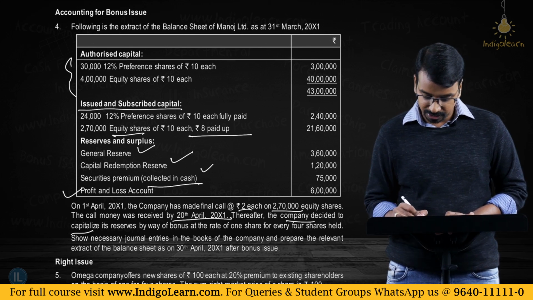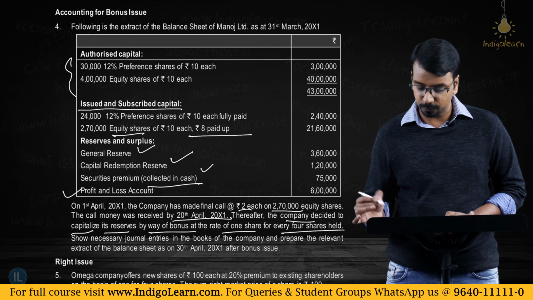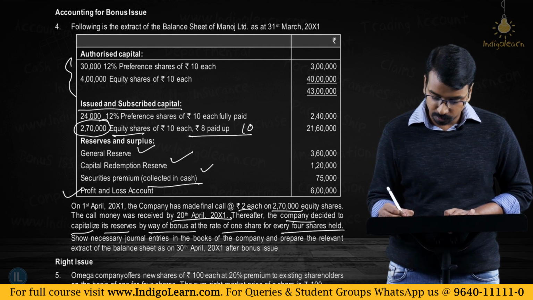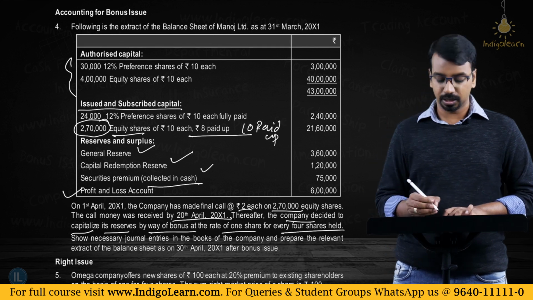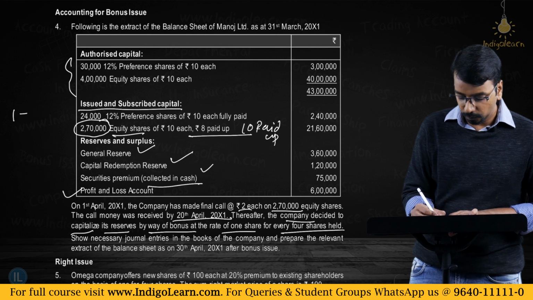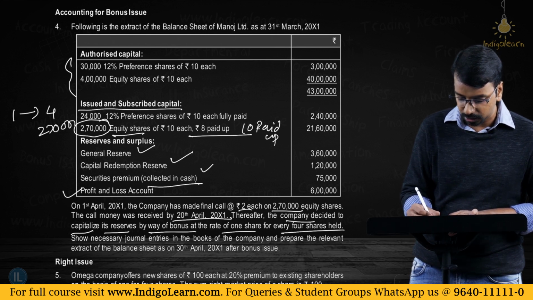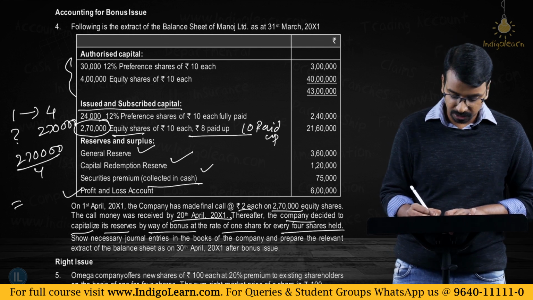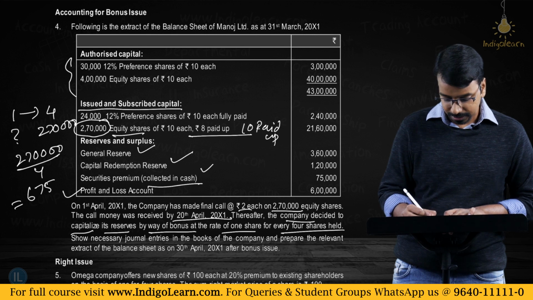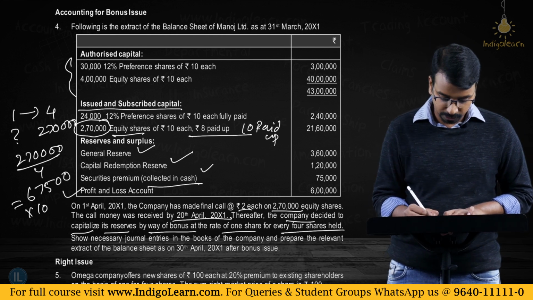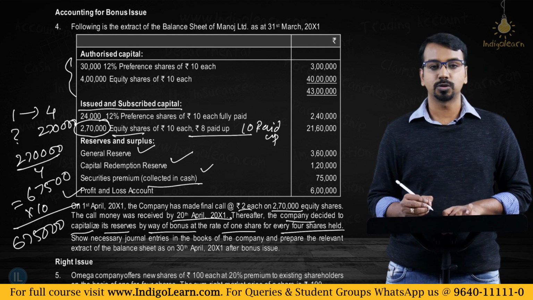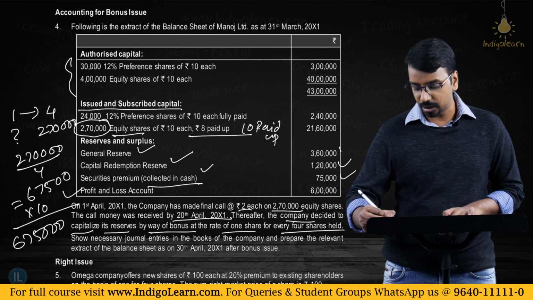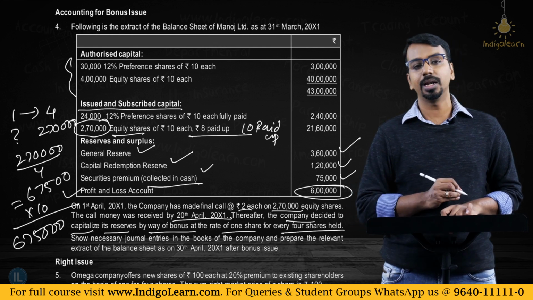Then the company decided to capitalize its reserve by way of bonus at the rate of 1 share for every 4 shares held. How many number of shares are held? 2,70,000. This 8 becomes now 10 paid up after the final call. So what is the ratio? 1 for every 4 held. So for 2,70,000, how many will be the shares? You can simply do 2,70,000 divided by 4, which makes it 67,500 into 10, you get 6,75,000. Now how do you use that? First you will consume securities premium, then you will consume capital redemption, then you will consume general reserve, balance will come from your P&L account.